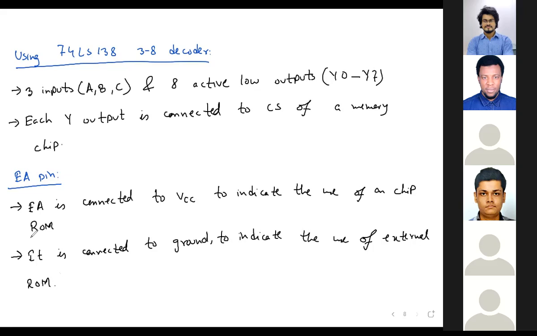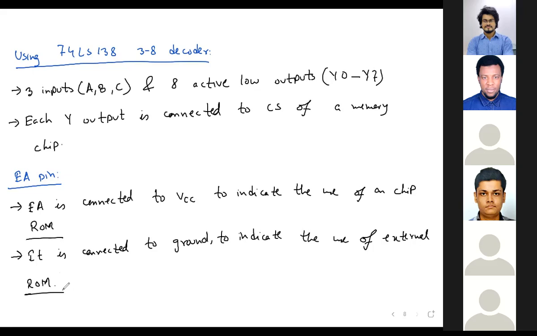Remember, we are talking about ROM, not RAM. We are talking about ROM. So it just stops working, and we need to use some external ROM. Sometimes the internal ROM that we have is not sufficient, so again, we need to use external ROM.